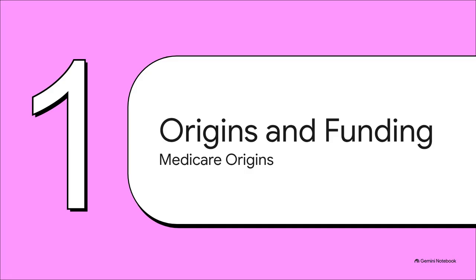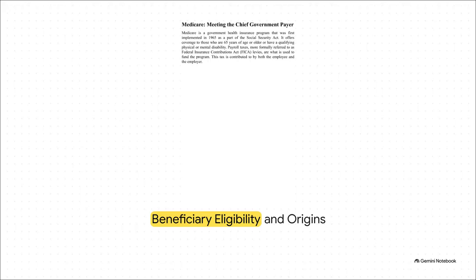All right, Section 1, Medicare origins and funding. You really need to know where the money comes from to understand how it flows, right? So Medicare was established back in 1965 as a pivotal part of the Social Security Act.